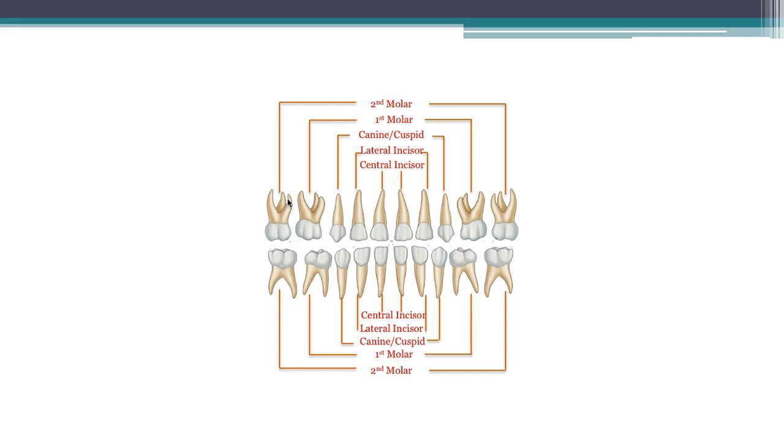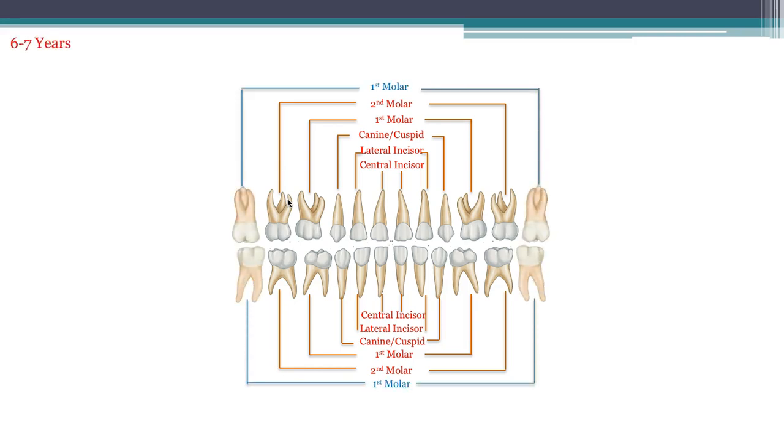All right, let's go over quickly how these are replaced. First you get your first molars, and they come in around the age of 6 to 7. You do not lose any baby teeth while you get these permanent teeth, because remember, adult molars are not replacing any baby teeth. They're just coming in at the back.